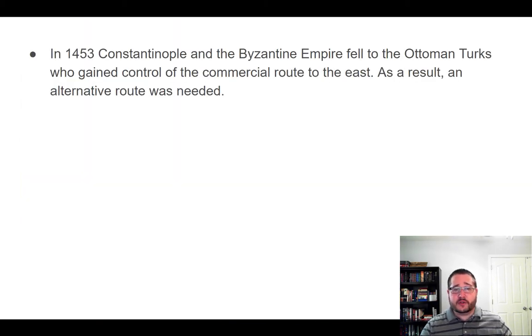Okay, in 1453, Constantinople and the Byzantine Empire end up falling to the Ottoman Turks. So what's really, really important to this is the former Eastern Roman Empire, the Byzantine Empire, was a Christian empire, which then falls to a Muslim empire. And so you've got now Muslims who are controlling essentially the gateway to the East.